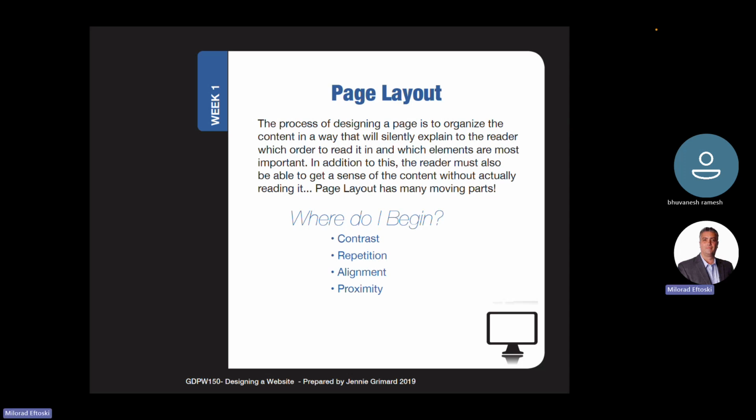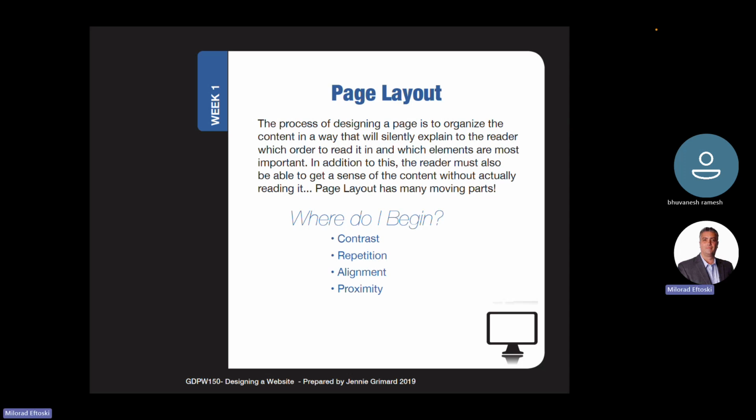The process of designing a page is to organize the content in a way that will silently explain to the reader which order to read it and which elements are the most important. In addition to this, the reader must also be able to get a sense of the content without actually reading it. Page layout has many moving parts. So where do you begin?